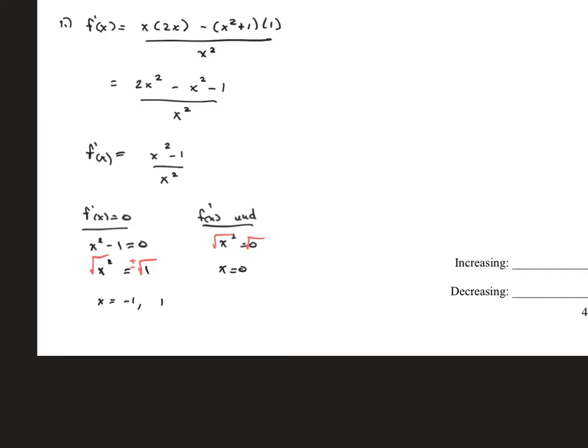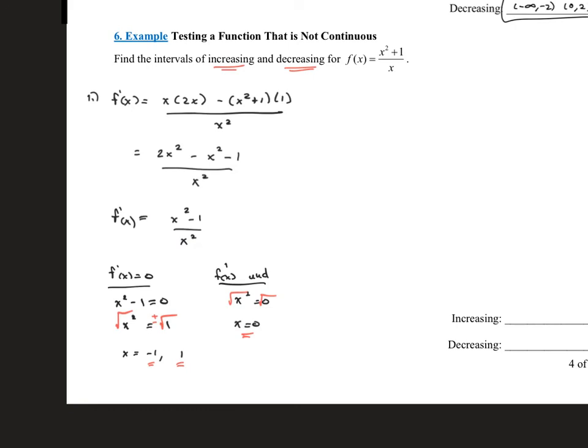So on the first one, if you don't forget negatives and positives, I'm getting -1 and +1. And for when it was undefined, I'm getting x equals 0. I want to know, are these truly critical values, or are they just points where we have to break up the derivative? To check that, I need to consider those values plugged into the original function. Consider -1 and 1 plugged into this function right here.